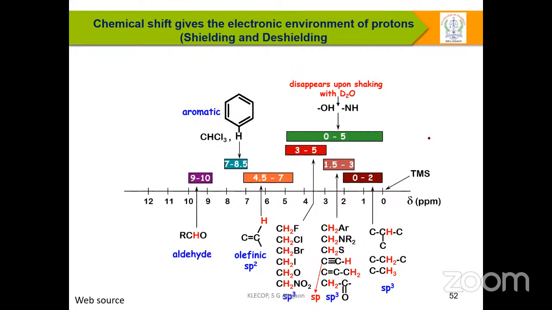The aldehyde peak we are going to observe at 9 to 10. This is another important peak we are going to observe, the characteristic peak of carboxylic acids, and we are going to get it at 10 to 12.